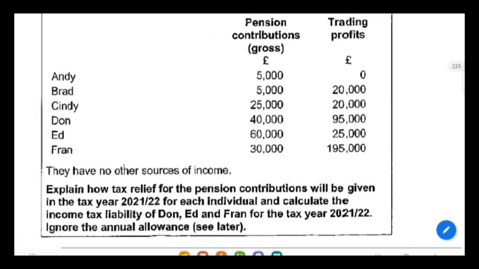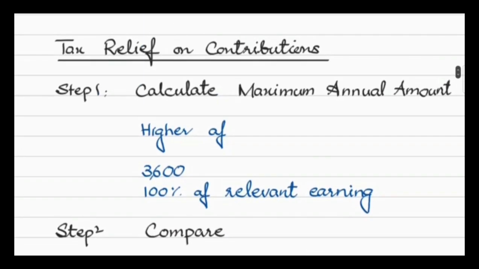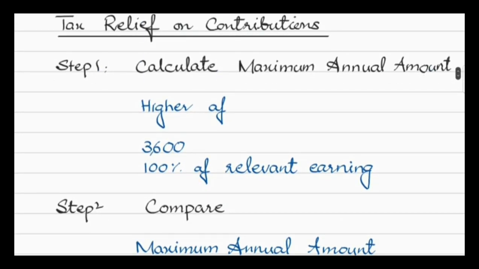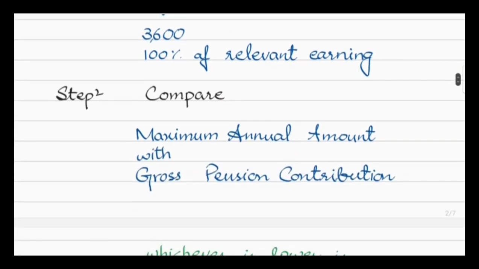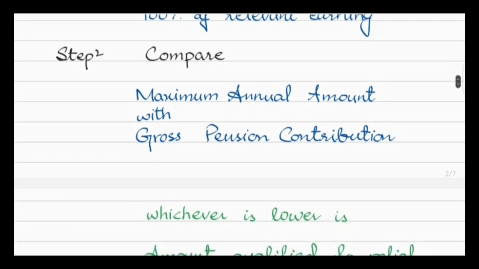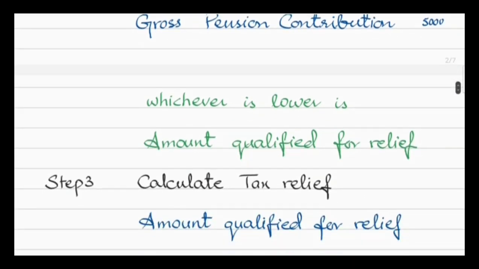Let's look at Andy. Andy has a pension contribution of 5,000, but he has no relevant earning. So let's see. If he has no relevant earning, then the maximum annual amount would be higher of 3600 and 100% of 0, which means 3600. Then we need to compare the maximum annual amount, which is 3600, with the gross pension contribution, which in Andy's case is 5000. Whichever is lower is amount qualified for relief.